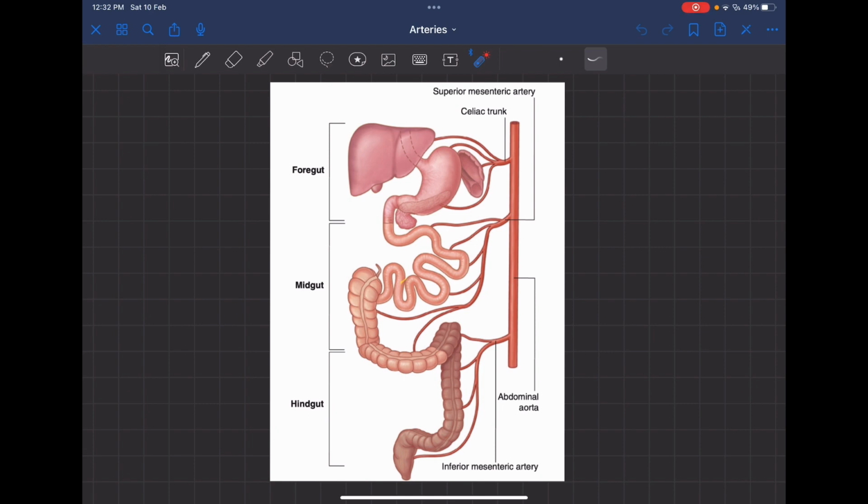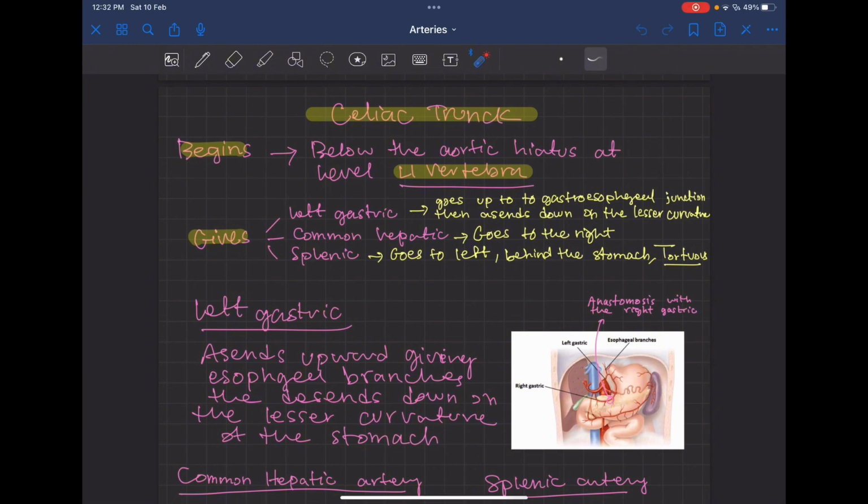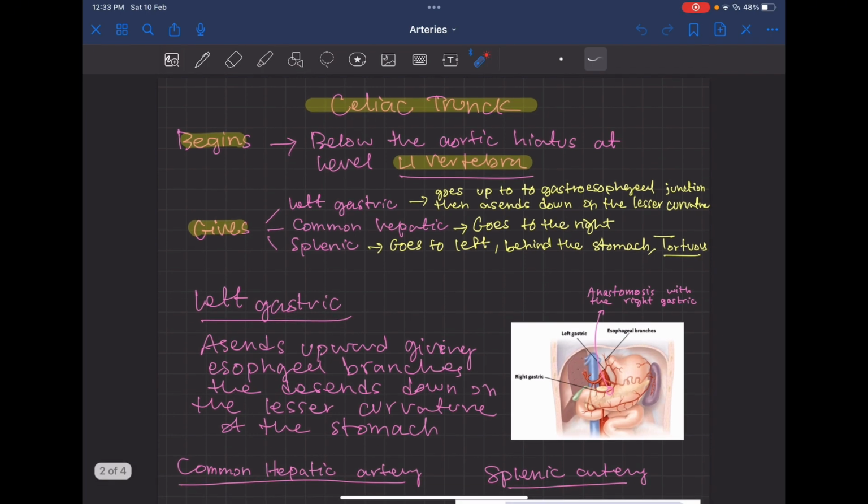So, as I said, depending on whether the organ lies in the foregut, midgut, or hindgut, its arterial supply will be the same. For the foregut, it's the celiac trunk. For the midgut, it's the superior mesenteric artery. And for the hindgut, it will be the inferior mesenteric artery. I'm going to discuss each trunk and the branches that come out from each of them. We just had a very brief idea about each trunk and how the GIT tract is divided. Now let's talk about each branch in detail.